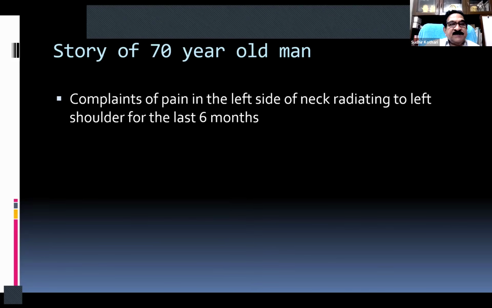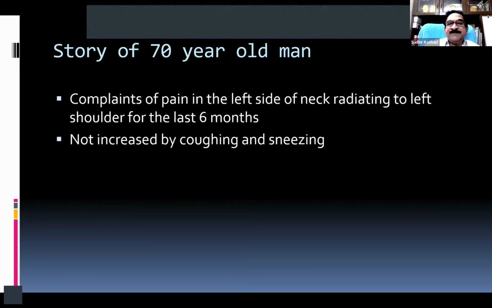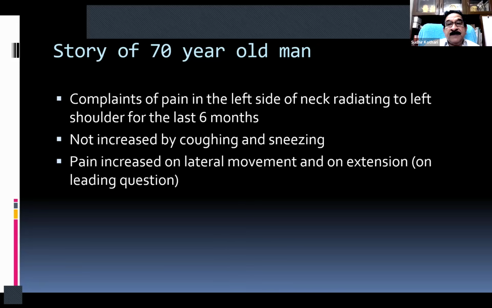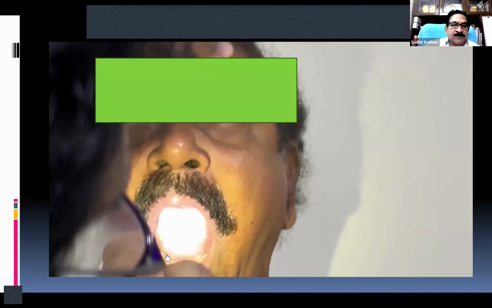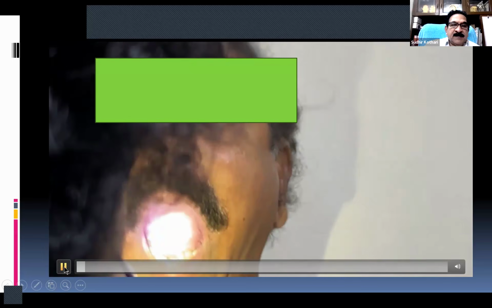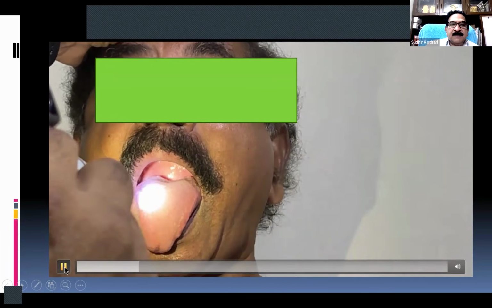Complaints of pain in the left side of the neck radiating to the left shoulder for the last 6 months. Not increased by coughing and sneezing. Pain increased on lateral movement and extension of the neck. So pain in the left side of the neck and arm, no radiation to the left arm. According to him, the weakness is mildly progressing. Only 6 months.